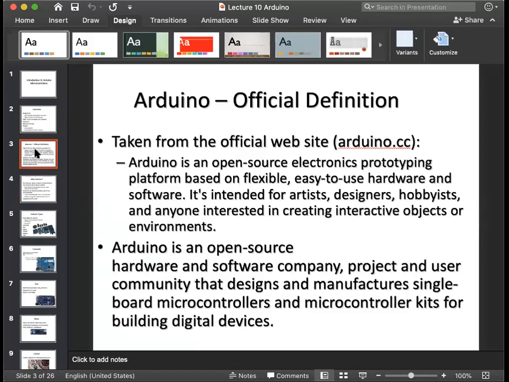From the official website we can get the definition: Arduino is an open source electronics prototyping platform based on flexible, easy to use hardware and software. It is intended for artists, designers, hobbyists, and anyone interested in creating interactive objects and environments. So Arduino is basically an electronics platform which is flexible, easy to use, where you can put your design or your thought or your instruction in there, and you can also change it, and according to your instruction it will help you to do your things.